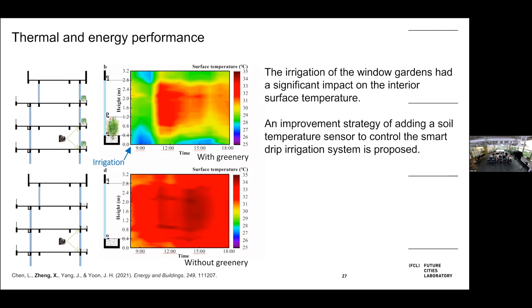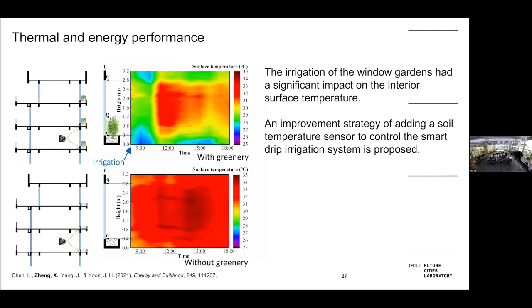And for the case with the greenery system, actually, we have irrigation in the morning, around 8 o'clock. So the result we can see is that the irrigation of the vertical greenery system with the middle garden has a significant impact on the interior surface temperature. Okay, so we can see here, shown by the blue color, we have a much lower temperature, like 28 degrees.